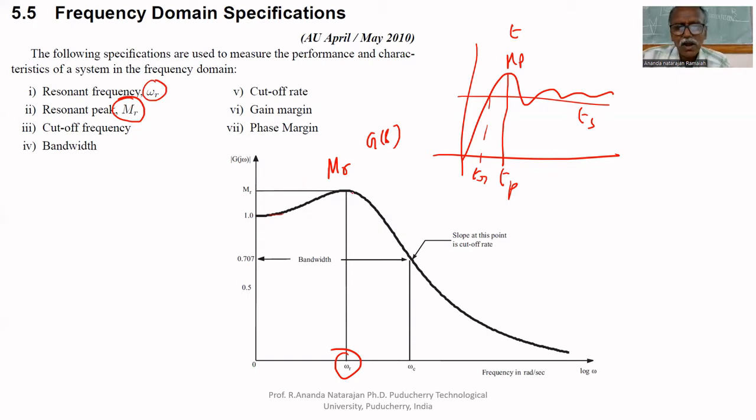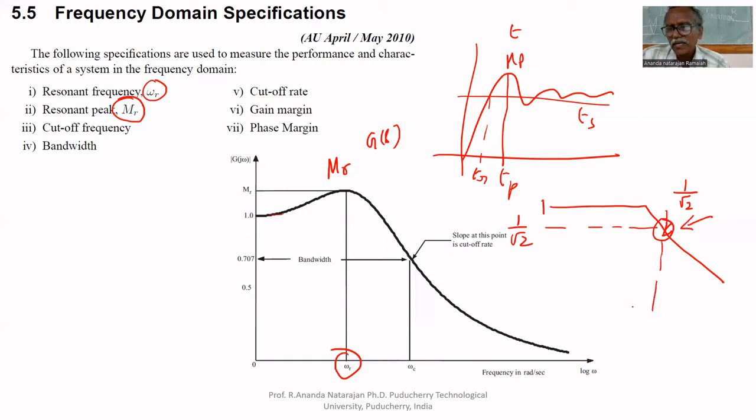Here, as frequency increases, the amplitude goes on decreasing. The approximate response will be like this. At one particular point, the amplitude is reduced to 1 by root 2 times this value. Suppose this magnitude is 1, then at this point the magnitude is 1 by root 2 times, decreased. This point is called the cutoff point, and the frequency at this point is called cutoff frequency.